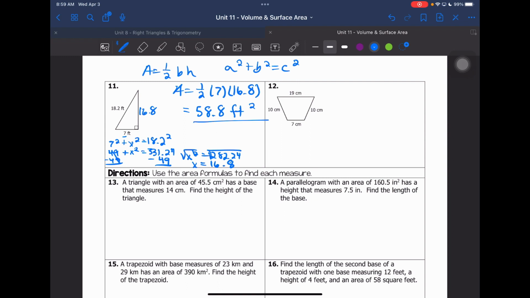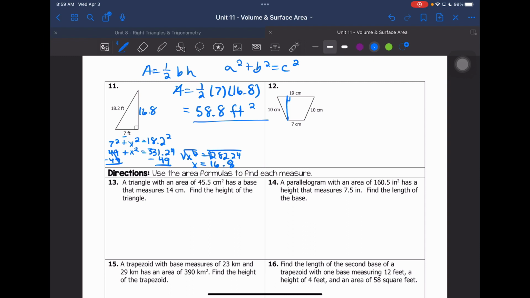Okay, number 12 is a trapezoid, and let's see if we can identify the bases. The bases have to be parallel to each other, so it would be the 19 and the 7. The problem with the 10s is that these are not perpendicular to our bases, right? They don't make a right angle. We would need to know what this length is, because that would make a right angle with our base.